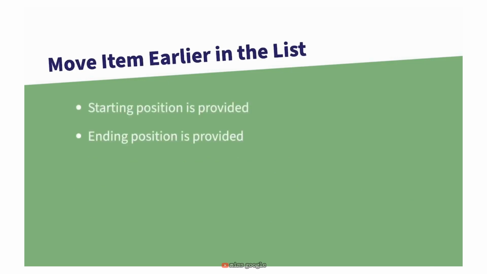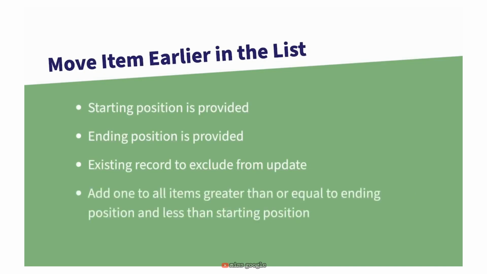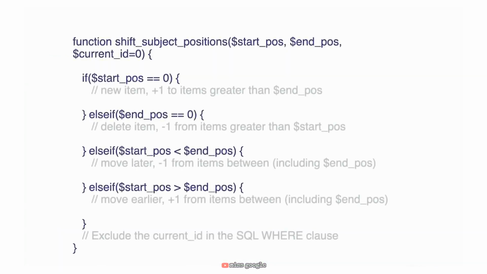Again, we have a starting and ending position and a record to exclude. It's going to add 1 to all items greater than or equal to the ending position and less than the starting position. Again, the code to accomplish this isn't that hard. It's just making sure that you have solid reasoning behind it. I want to give you just a basic skeleton that you can use to get started.